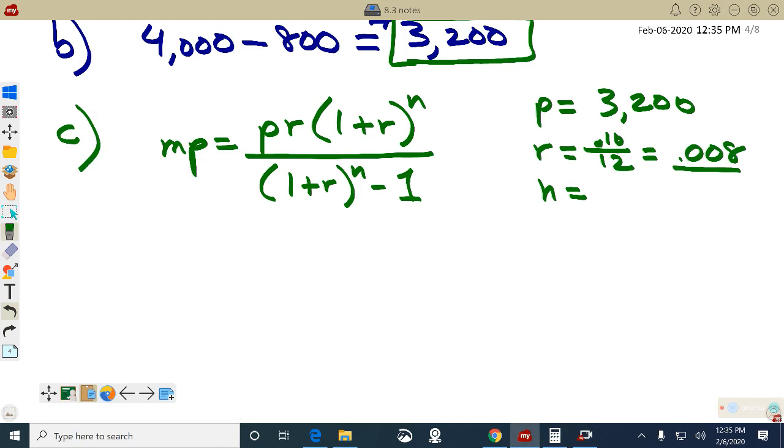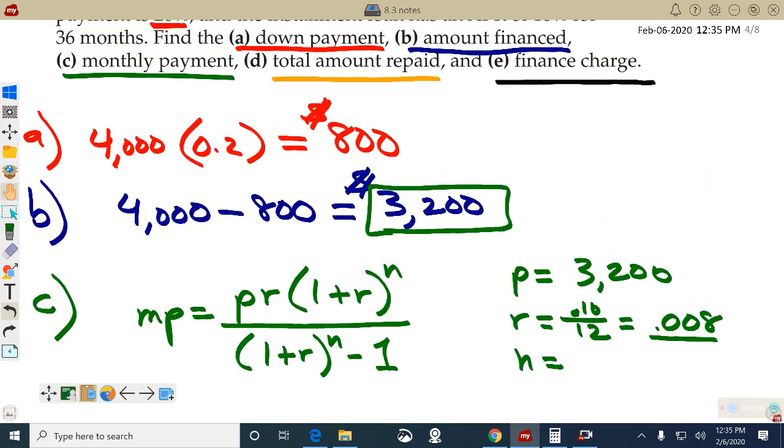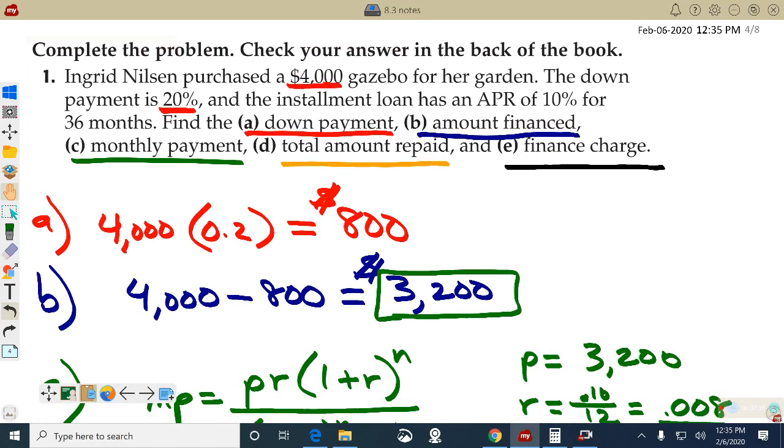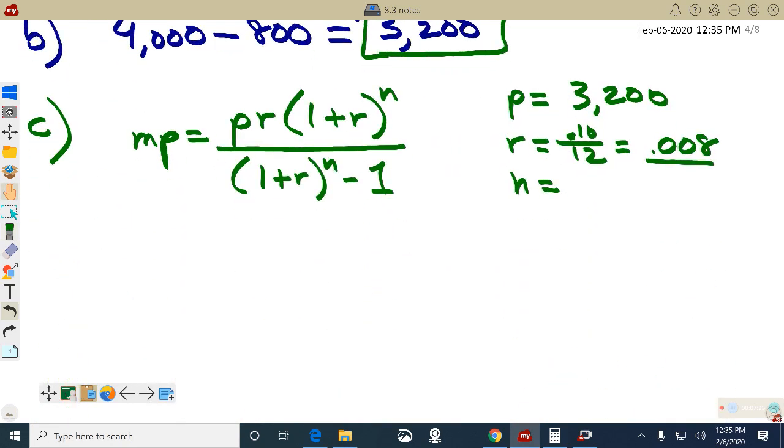Cool. We know our P, we know our R, now let's figure out our N. How long does Ingrid plan on paying off this gazebo? How many months is she going to pay for? There it is, 36 months. She's going to pay off this gazebo in 36 months. Okay, so that's our N. The rest is just calculator button pushing, believe it or not. I'm going to type all this stuff in my calculator.